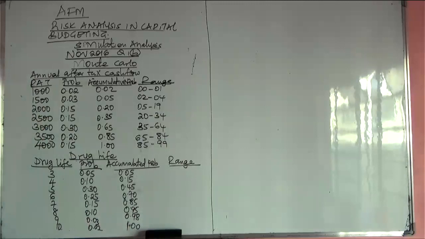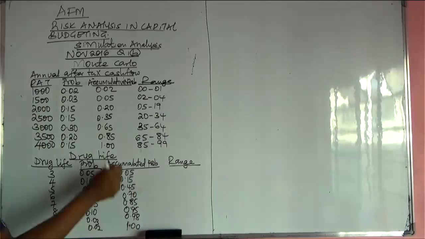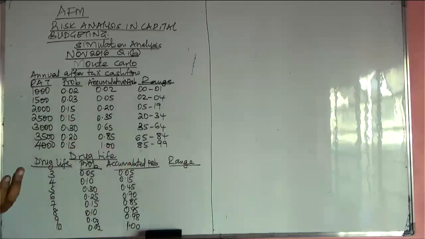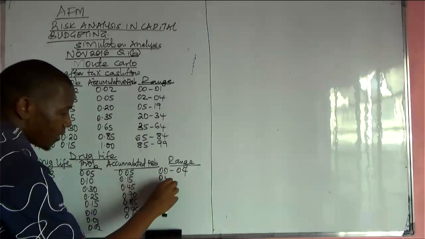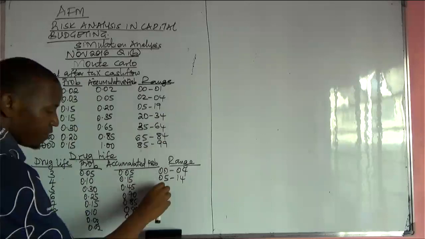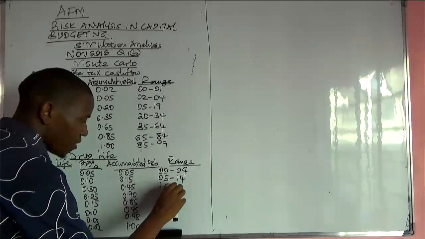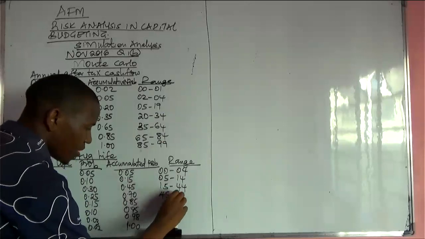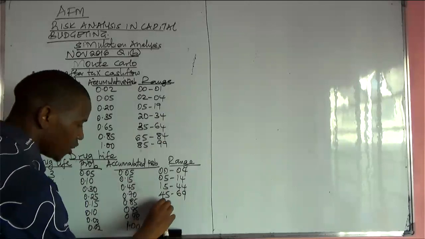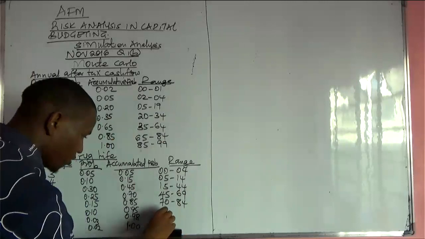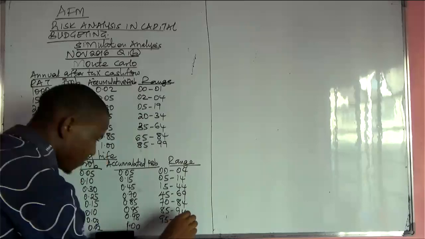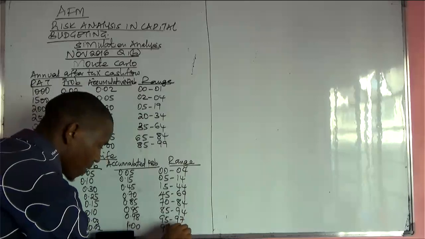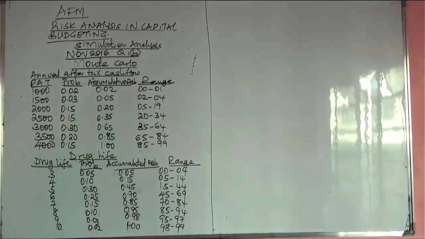Now, then from there, we look for the range. As I've said, since it is two decimal places, we make them percentages. So this is 5%. So it will be 14, 14 to 15, 44, 45 to 60, 69, 72, 84 to 85 to 95, and then 98 to 99.